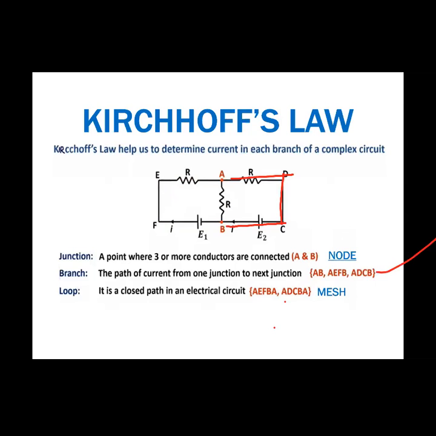This is your branch. And the last term over here is loop. Now, as we know, a loop is complete, so wherever we start, we will end at the same point. So for a loop, let us start, and suppose we start from point A, right?